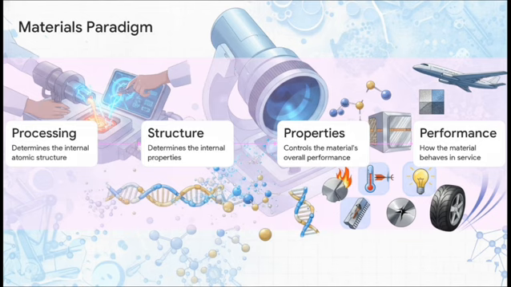Step 1 is processing. How you process a material entirely dictates Step 2, its internal structure at the atomic level. That structure then determines Step 3, the material's properties. And finally, those properties completely control Step 4, the real-world performance of that material when it's put to use. You literally cannot skip a step.